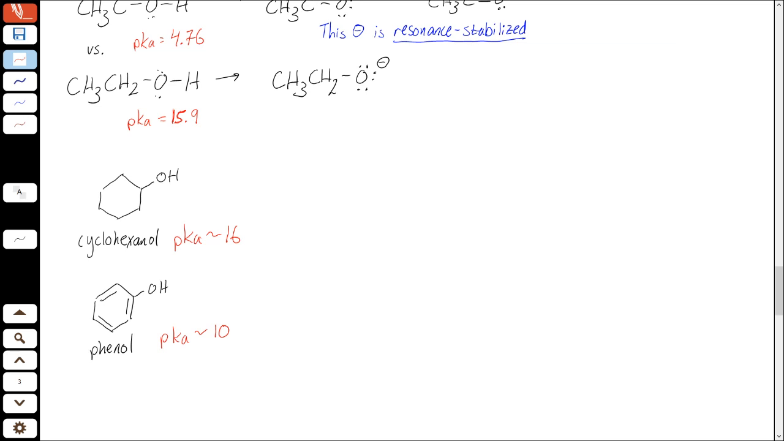So here's how we would explain this. Once again, we're going to look at the conjugate base. Conjugate base of cyclohexanol is this one. Conjugate base of phenol would look like this. So for the cyclohexanol, that charge is stuck. It is isolated, it is localized on the oxygen. Phenol, it is mostly on the oxygen, but there are actually resonance forms we can draw that show the negative charge going elsewhere.